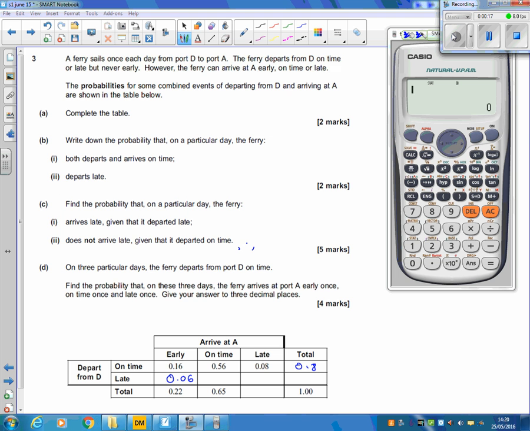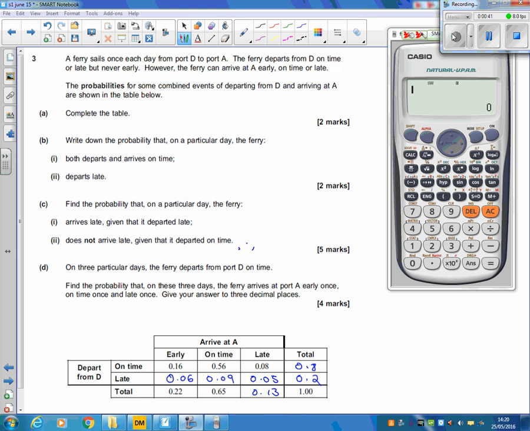I've got 0.06 here, 0.09 there. Well, to get this one here, let's go via the total. That total there must be 0.2. 0.2 take away those other two gives us 0.05 here, and 5 and 8 is 13, so 0.13 there. Nobody seemed to get that wrong at all.